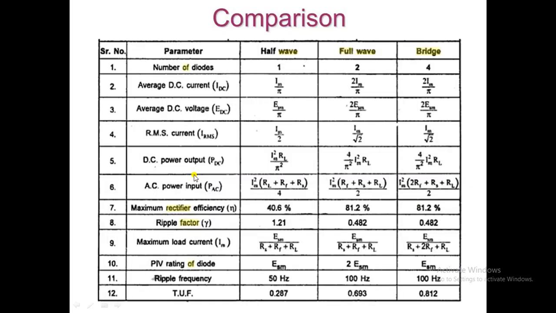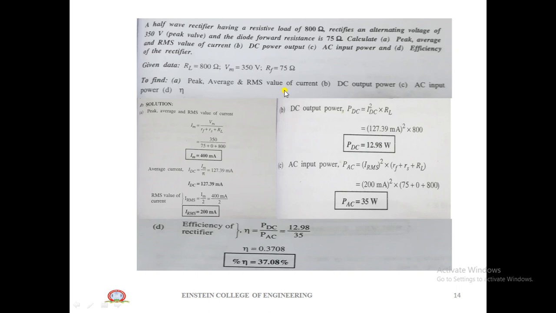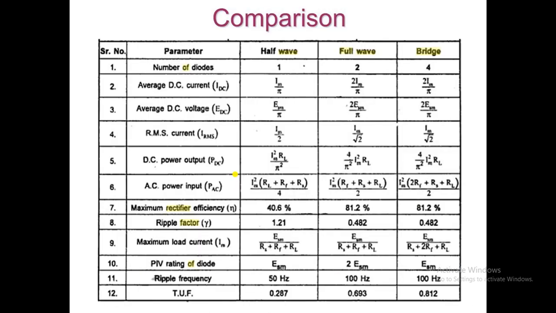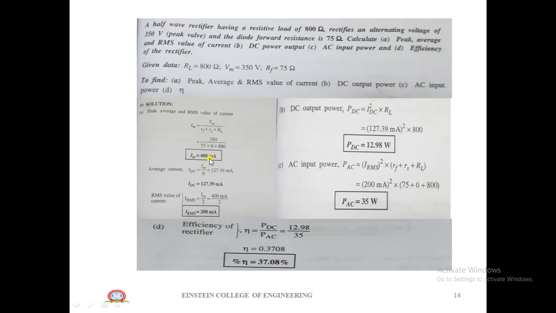Next is the average current. The average current formula, for half wave, is Im by pi. So Im by pi is 127.39 milliampere. Next is the RMS value of the current. The formula is Im by 2. So with the Im value 400 divided by 2, you get 200 milliampere.